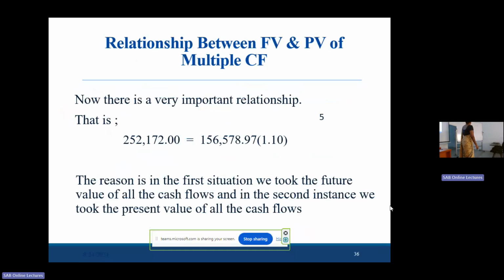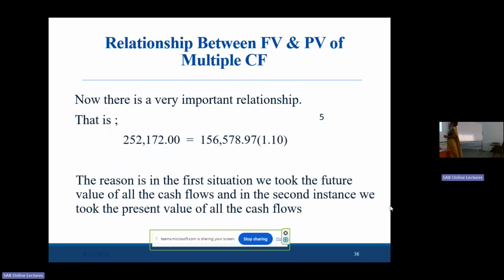Considering this end of year 1, you have to compound this to get the value to the end of year 3, equivalent value. So this is end of year 5. In order to get the present equivalent value to the end of year 3, you have to discount for 2 years. So again you will get the same answer. You can check it at home. Right? You will check and understand.